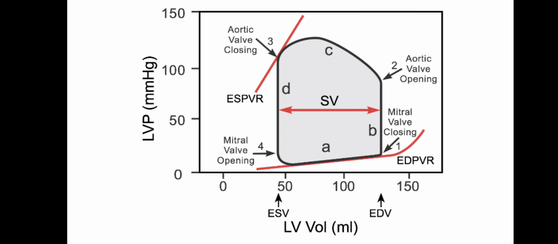I just want to show you this point is the LV end diastolic volume, and this point is the LV end systolic volume. This part shows the diastole and this part shows the systole. The difference between the end diastolic volume and the end systolic volume is the stroke volume. You should be familiar with these terms, and we'll explain the pressure volume curve in detail in the later slides.